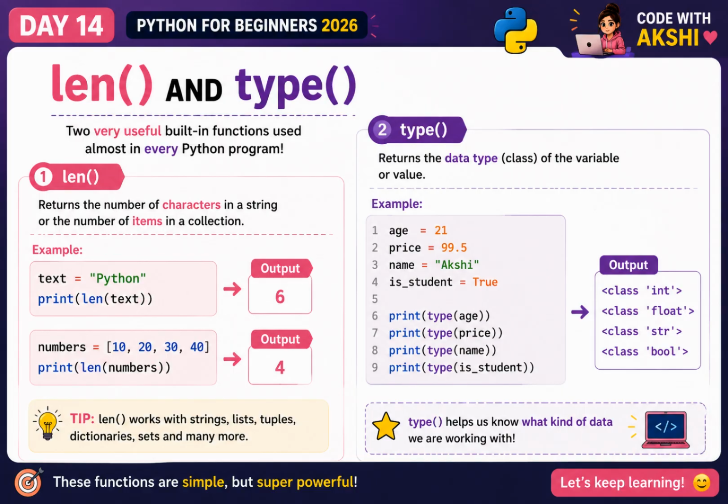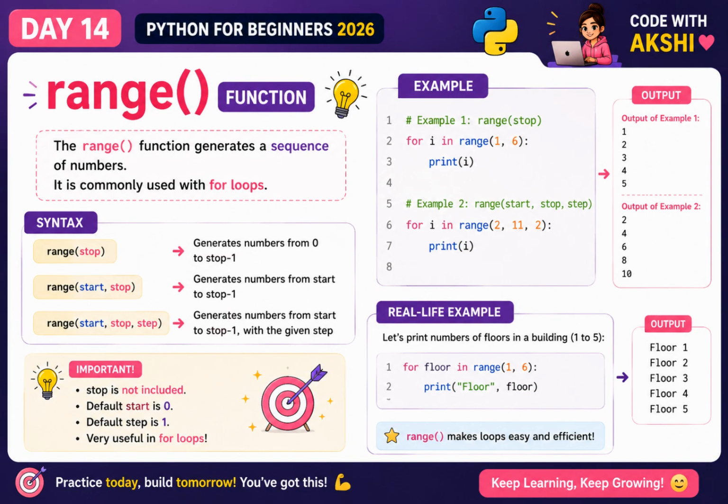Now let's look at the type function. The type function tells us the data type of a variable. So, in this example, age is an integer, price is a float, name is a string, and student is a boolean value. So, this function is very useful whenever you want to know what type of data you are working with.